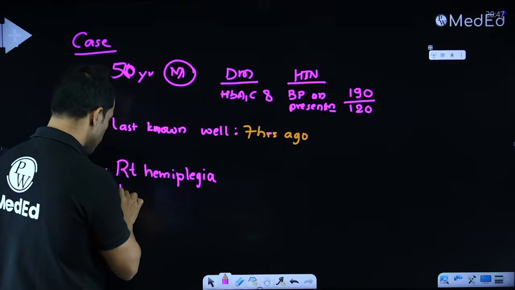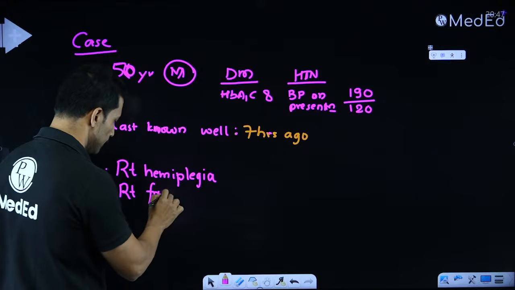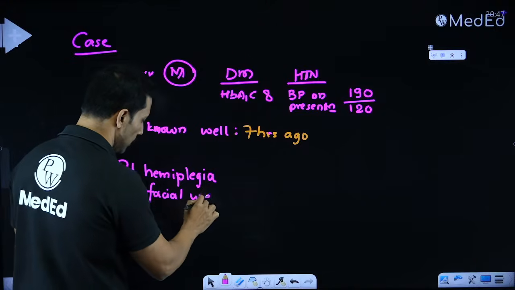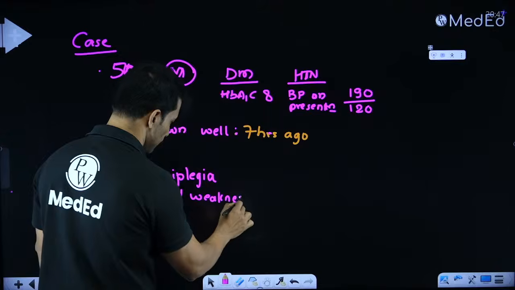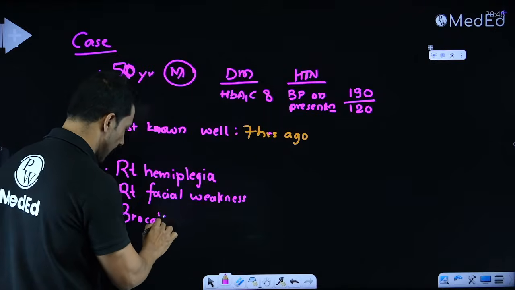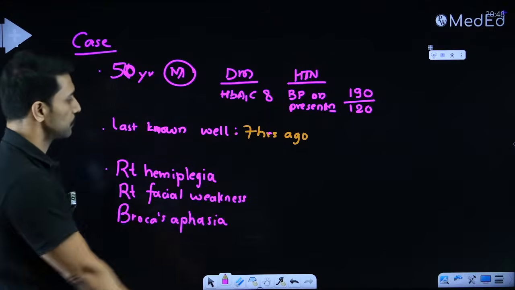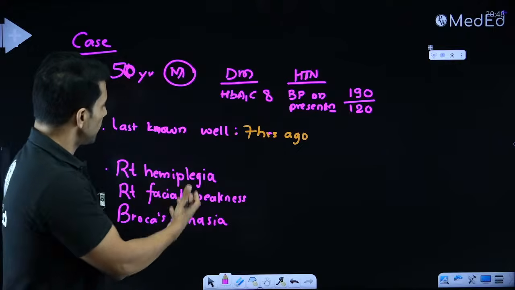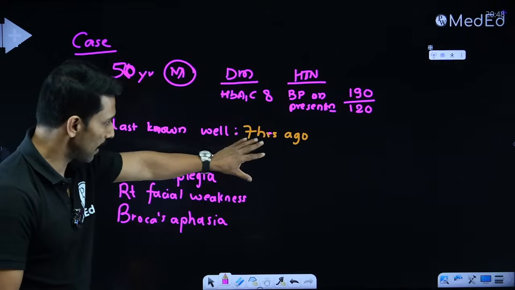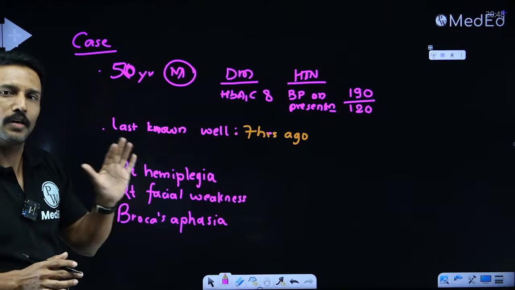Okay. And also right facial weakness and Broca's aphasia. These are his clinical features. Okay. So because all of these symptoms have rapidly evolved, 7 hours ago he was perfectly normal. So I'm certainly thinking about stroke.